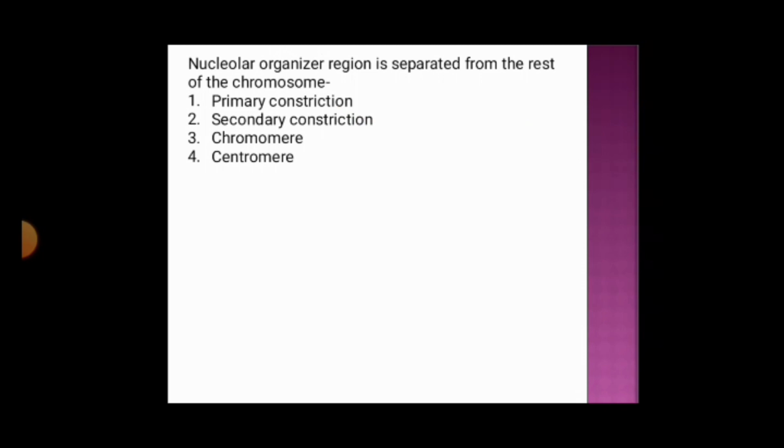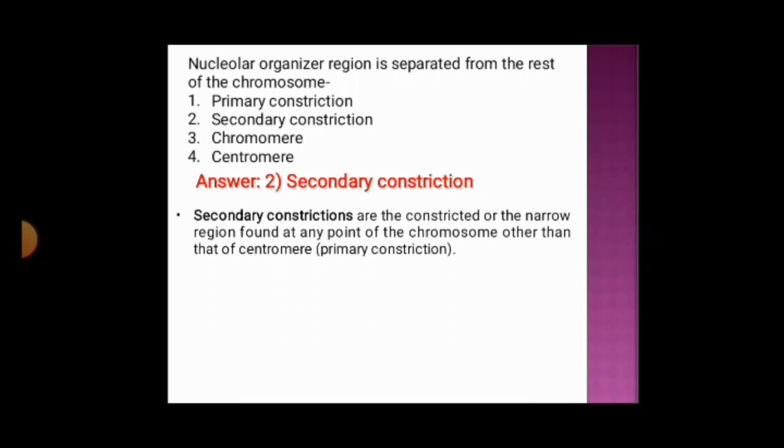Next question. Nucleolar organizer region is separated from the rest of the chromosome by: option 1 primary constriction, option 2 secondary constriction, option 3 chromomere, and option 4 centromere. And the correct answer is option 2, secondary constriction. Now let's discuss this secondary constriction.